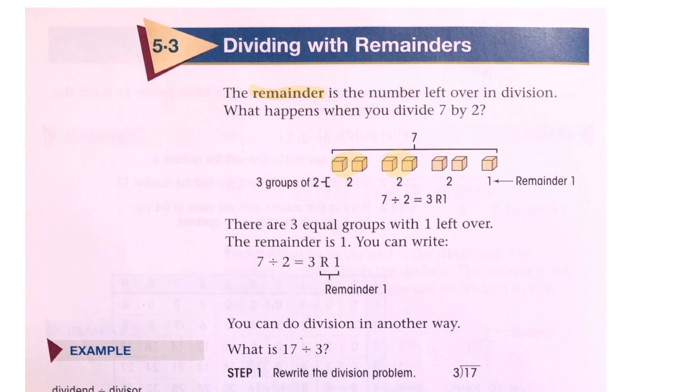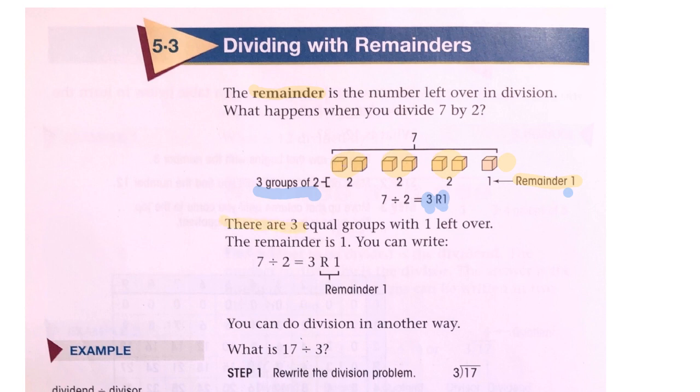We can get 3 groups of 2, but this one doesn't have a group of 2. There's 1 left over. So there's a remainder of 1. We get 3 whole groups of 2, and that's the answer there, 3. But there's 1 left over, and that 1 left over is R1, remainder 1.